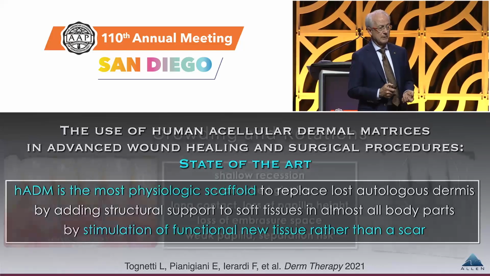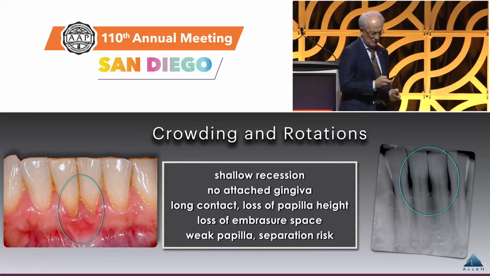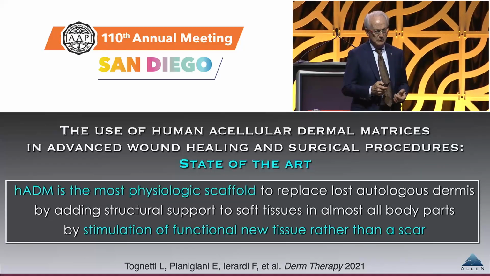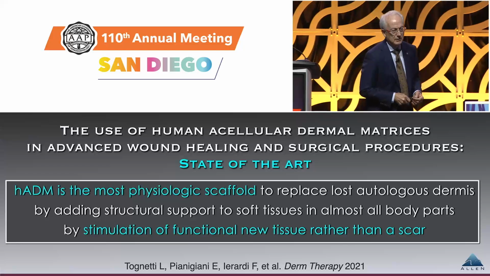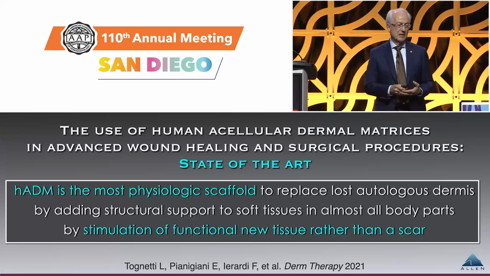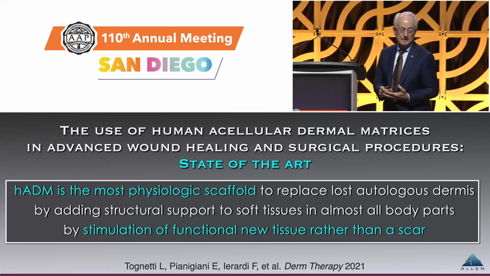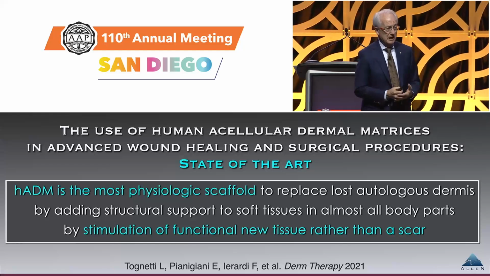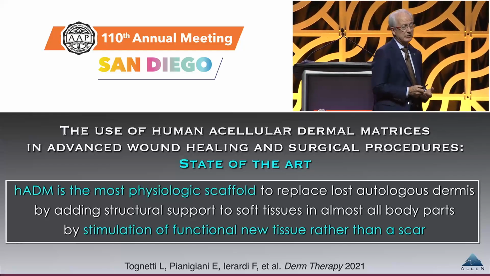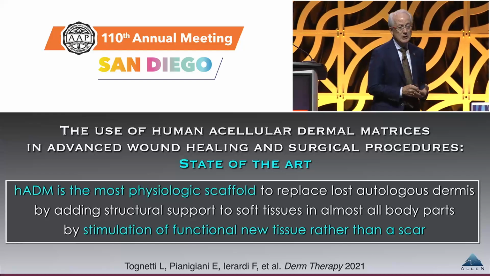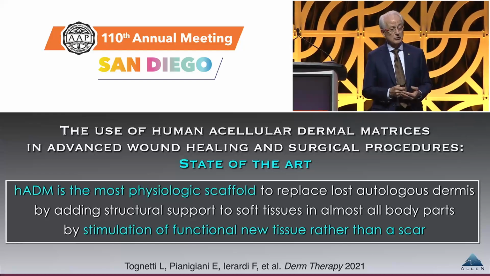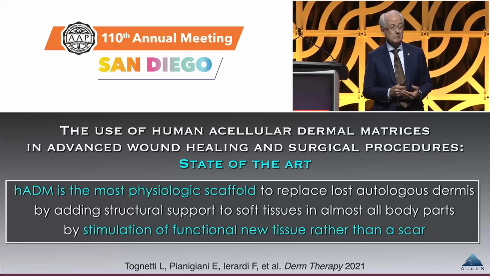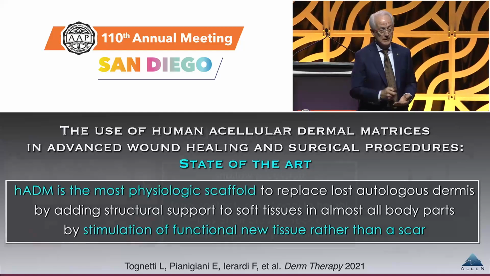So one that I found particularly interesting, and I think we skipped a slide. Here we are. So this was a publication in Derm Therapy in 21. And it was a state-of-the-art publication. They said that human acellular dermal matrix is the most physiologic scaffold to replace lost autologous dermis by adding structural support to soft tissues in almost all body parts by stimulation of functional new tissue rather than forming a scar.